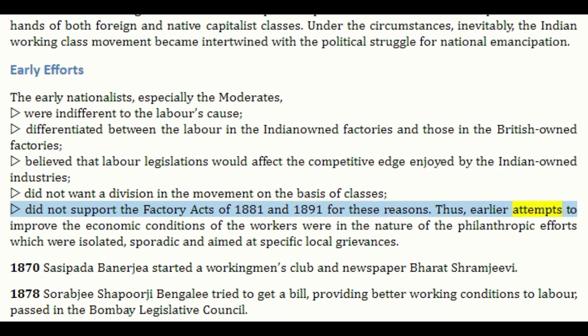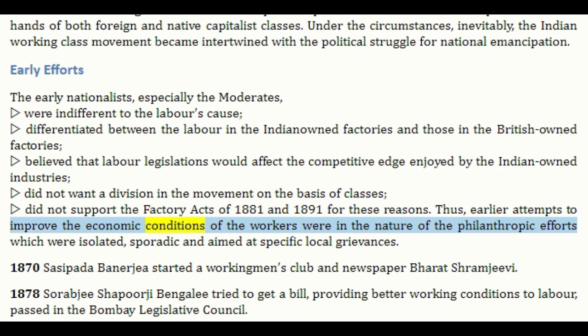Thus, earlier attempts to improve the economic conditions of the workers were in the nature of philanthropic efforts which were isolated, sporadic and aimed at specific local grievances.